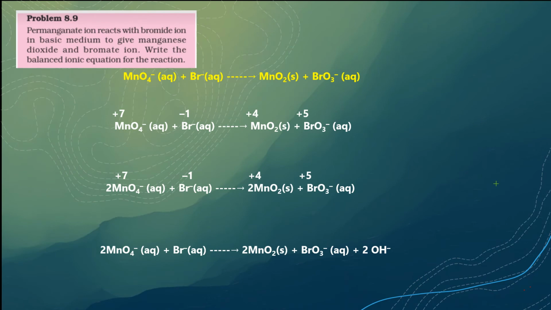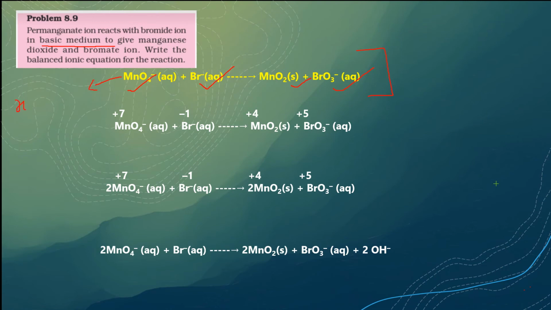Now let us balance this equation. It's in the basic medium. And in this equation, permanganate ion, MnO4 minus, is reacting with bromide ion and giving me manganese dioxide and bromate ion, BrO3, with a negative charge. So first of all, we have written the ionic equation. First step is done. Then I will calculate the oxidation state of Mn.